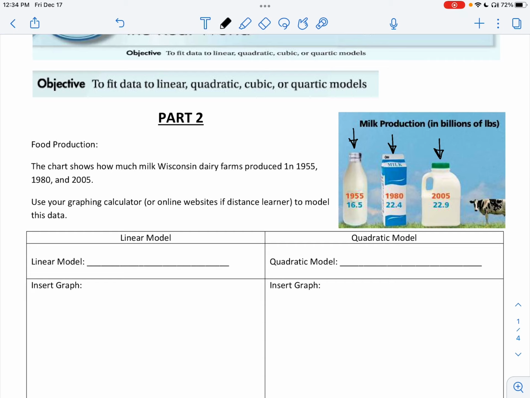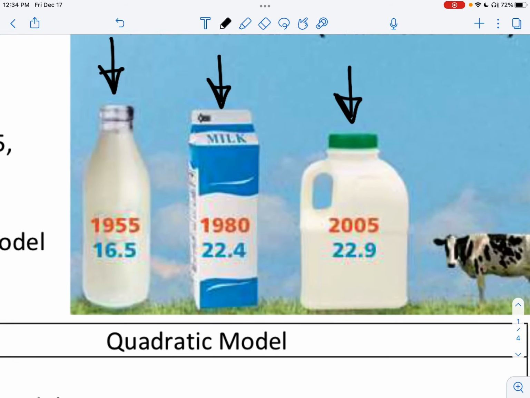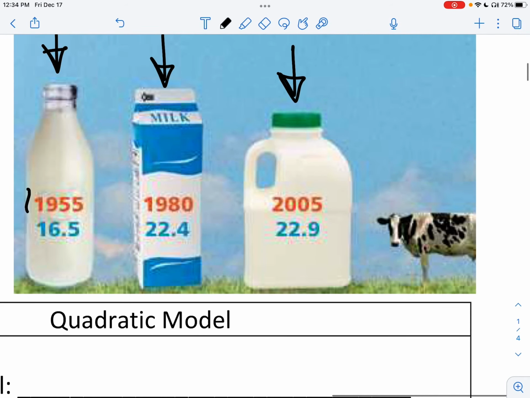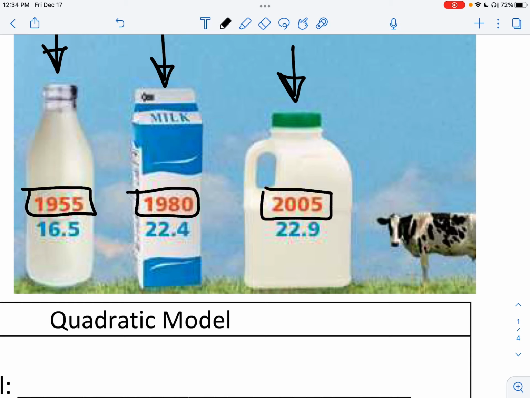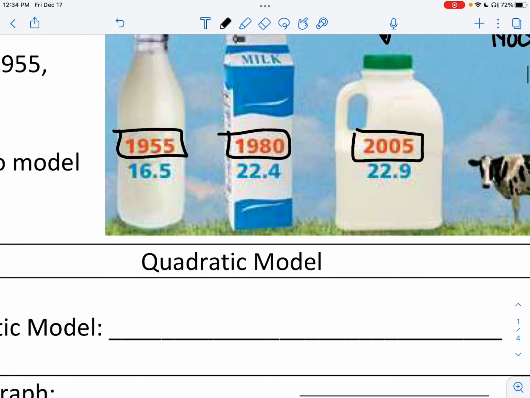All right, so first of all, let's get some points and let's be very careful to indicate what we're going to let x equal. So let's zoom in here. Whenever you have really big independent numbers like this, we need to think in terms of time. So I'm going to let x equal the years since 1900. Okay? So my first data point is going to be 55 for 1955 and 16.5.